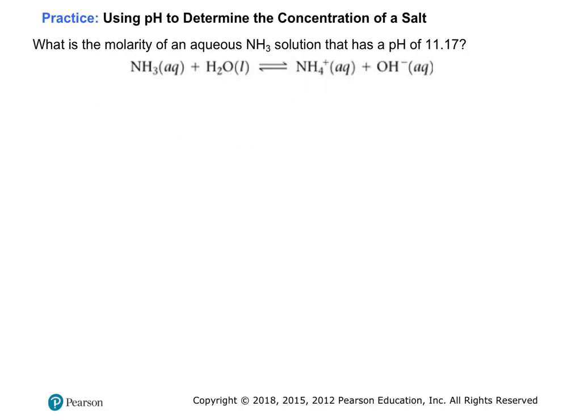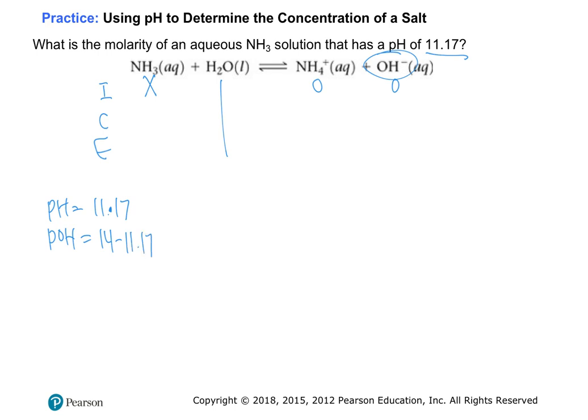Okay, what's the molarity of an aqueous ammonia solution that has a pH of 11.17? So very similar, we're trying to find the molarity of my base, my weak base. I know I started out with 0 of my product, and I know my pH. So pH equals 11.17. So pOH, because I have hydroxide, so I want that pOH, is 14 minus 11.17. And that gives me a pOH of 2.83.